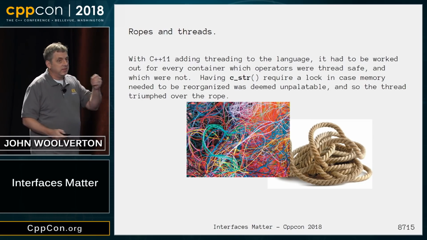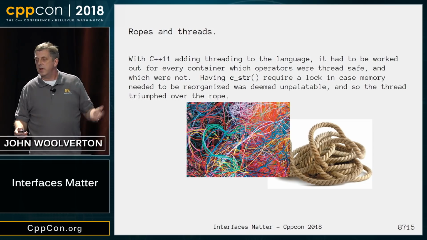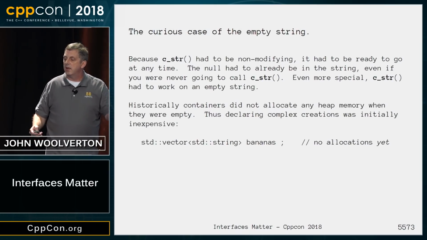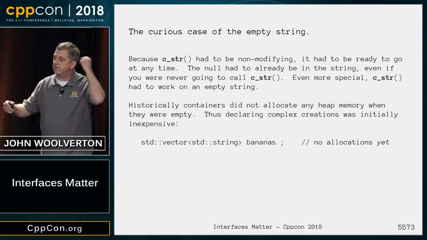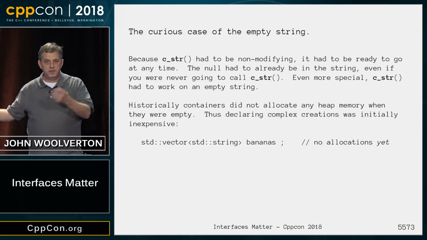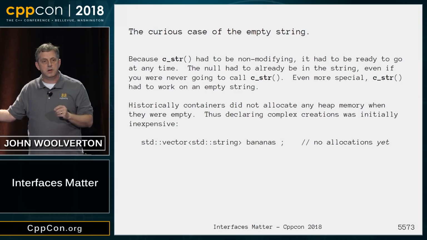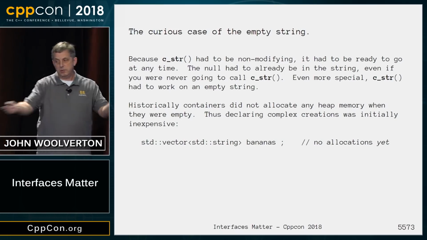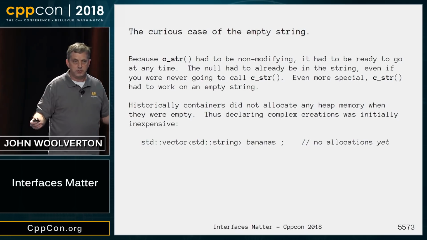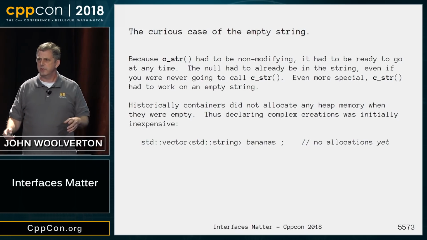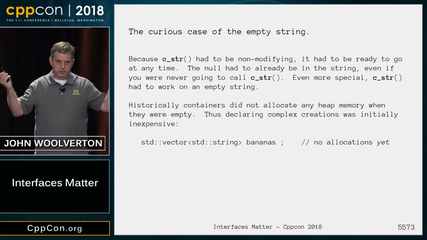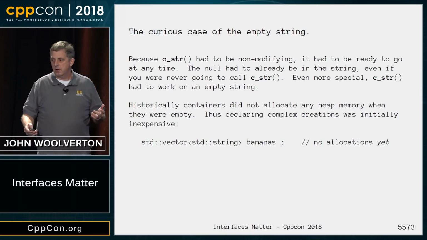Well, this had more consequences. When you do that, it's got to be non-modifying, which means the terminator, because this is a c_str that this is producing, it's got to always be there. So now your string always has that terminator in its buffer at the end of your active string, even if you're never even going to call c_str in your code. And I don't think there's any compile flag to turn that off. It's just one of those things you get to pay for.